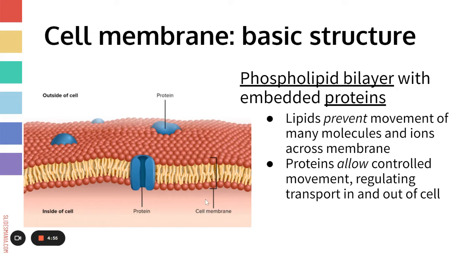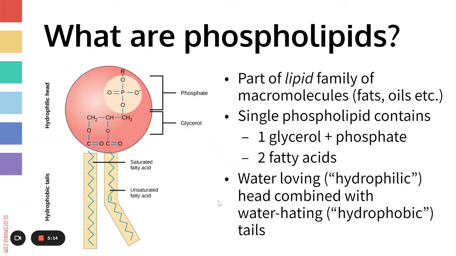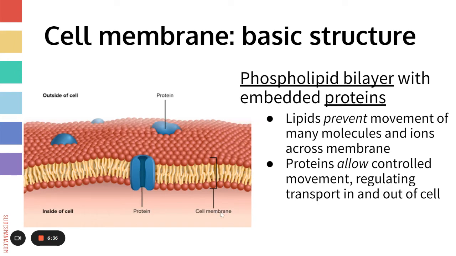So the watery cytoplasm on the inside of the cell is going to be in contact with this hydrophilic head, and there's water on the outside of the cell too. So the hydrophilic heads of the outer layer of phospholipids are going to be protecting them as well. The structure of the bilayer is oriented such that the hydrophilic heads are shielding those hydrophobic tails.